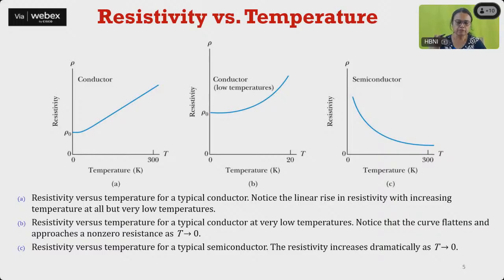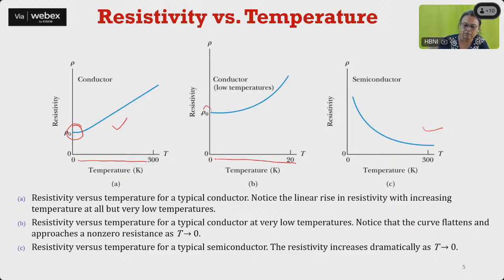Whatever we have studied in the earlier two slides, I am again saying: we have the conductor and how the conductor is behaving, and we have the semiconductor. In the case of a conductor, in the plot of resistivity versus temperature, we see that as the temperature increases, the resistivity increases. We are having this from 0 to 300 K, but if we see just this part, it is like 0 to 20 K.